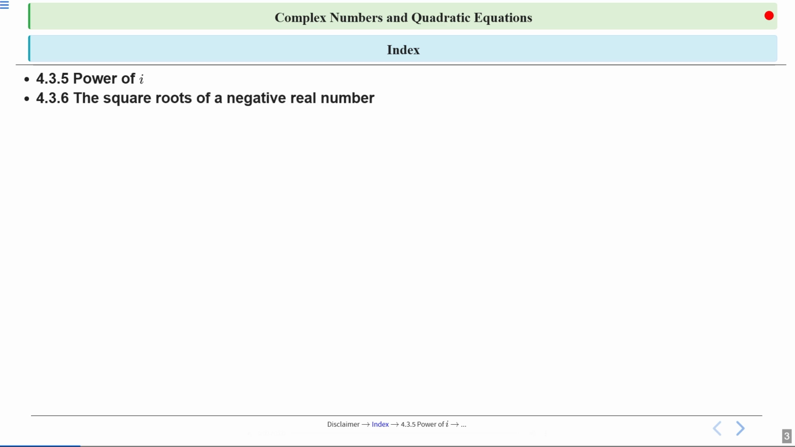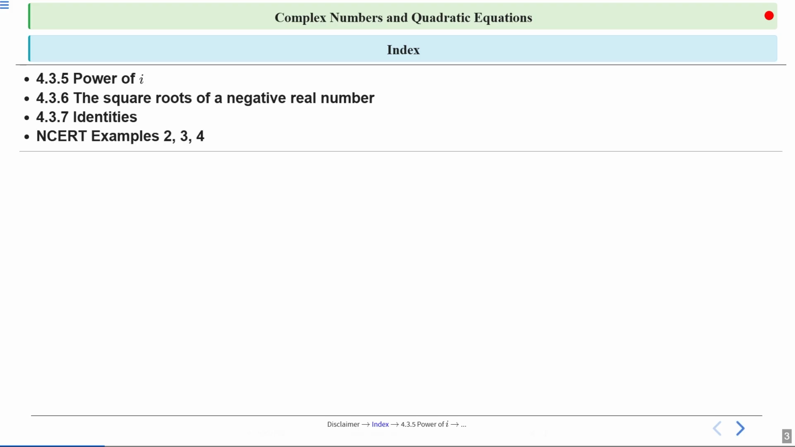Then we will talk about the square roots of a negative real number. Next, we will look at some important identities involving complex numbers. Finally, we will solve examples 2, 3 and 4. I hope you are ready with your notebooks and pens. So let's get started.